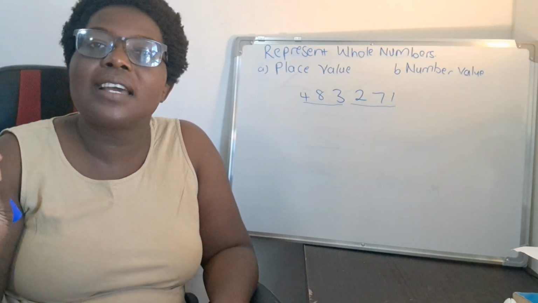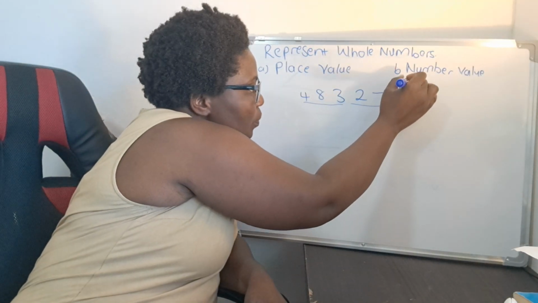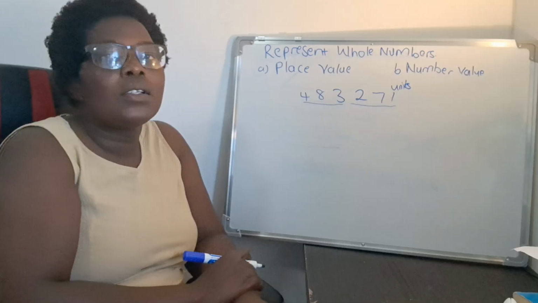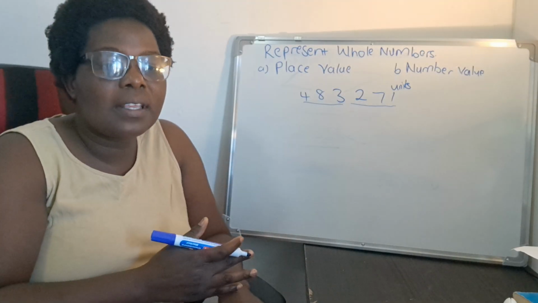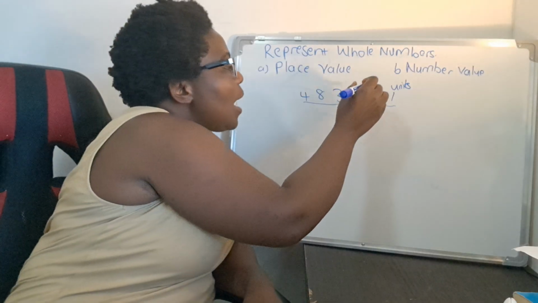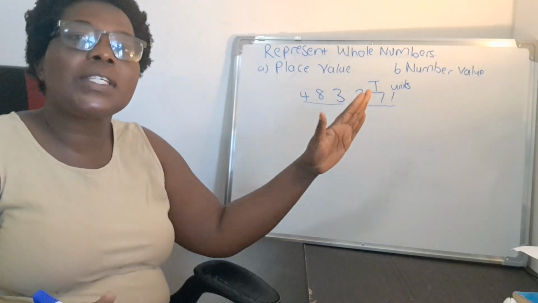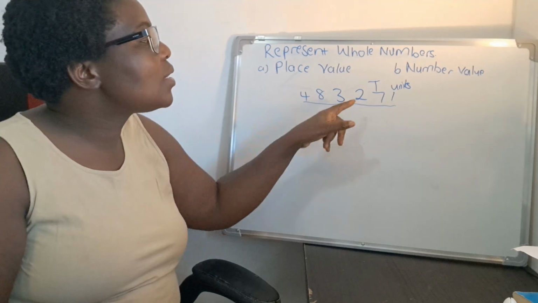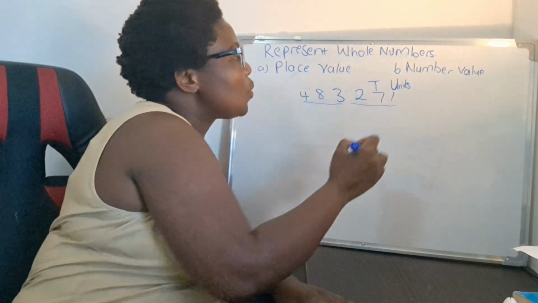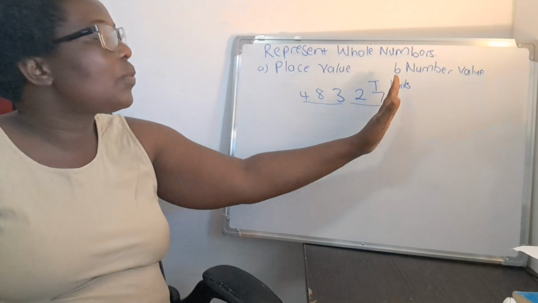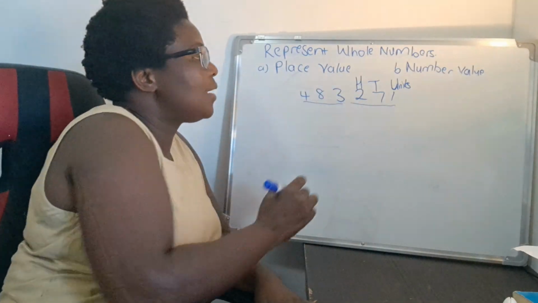So now I need us to name them. So this is your units. Okay, your units is the last digit in your number. And we also have our tens. I think you all know that when you are representing the whole number, we must use capital letters. So this one should also be a capital letter U. So we have units, tens, and then that makes these hundreds.